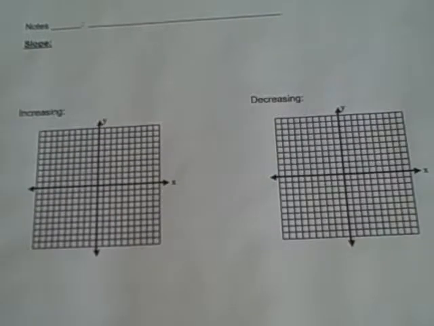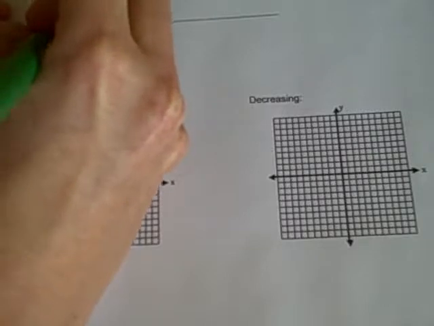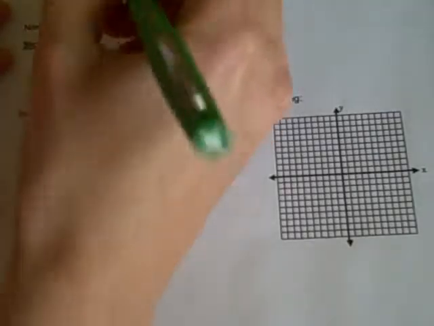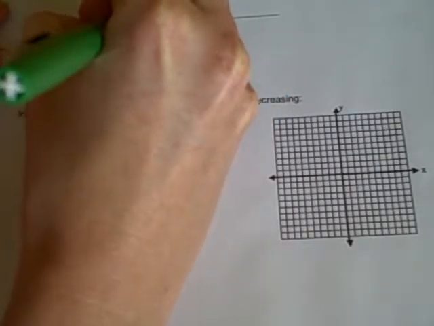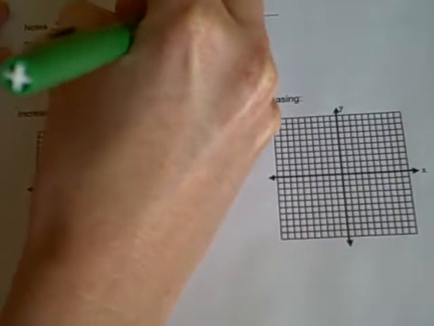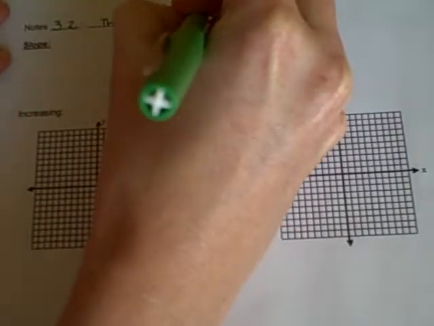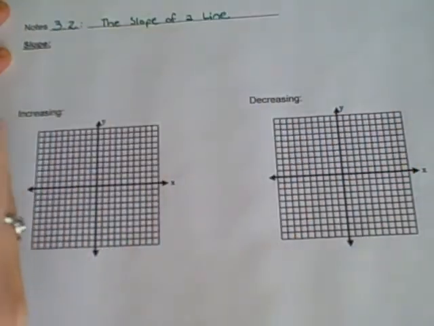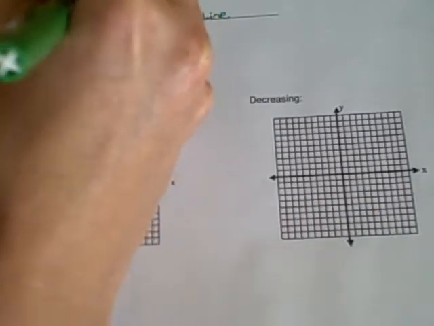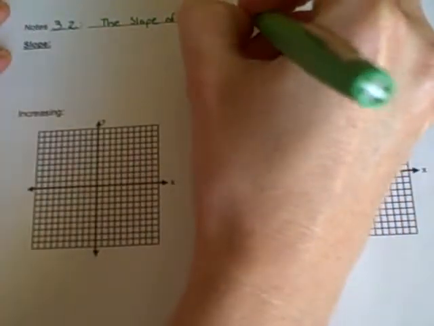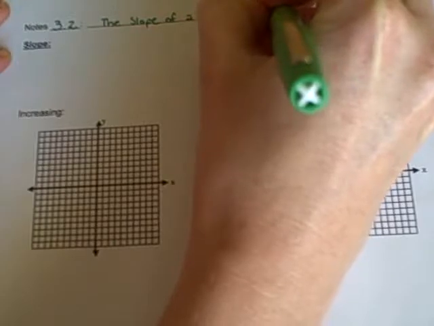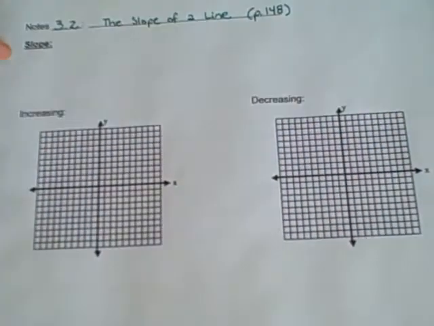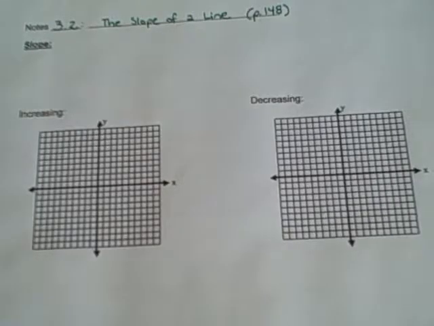Today I'm going to be talking about notes 3.2, the slope of a line, which is on page 148 of your textbook. So slope is very important, and you've probably heard that term before.